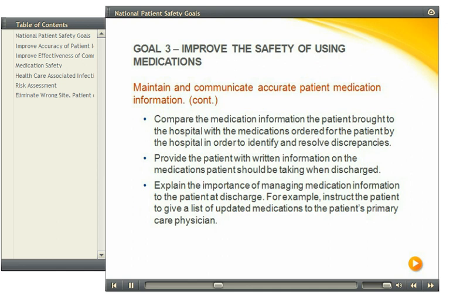Compare the medication information the patient brought to the hospital with the medications ordered for the patient by the hospital in order to identify and resolve discrepancies. Provide the patient with written information on the medications the patient should be taking when discharged. Explain the importance of managing medication information to the patient at discharge. For example, instruct the patient to give a list of updated medications to the patient's primary care physician.